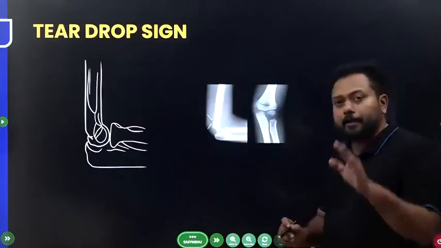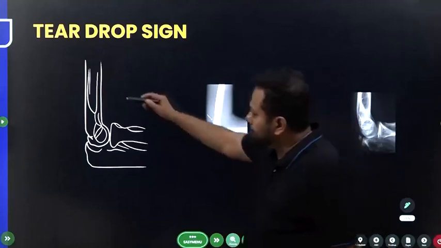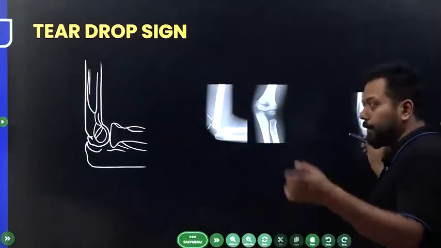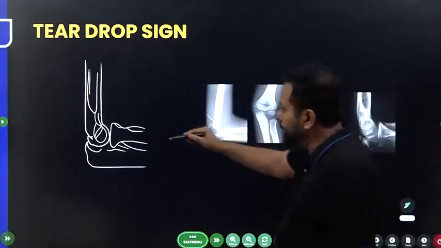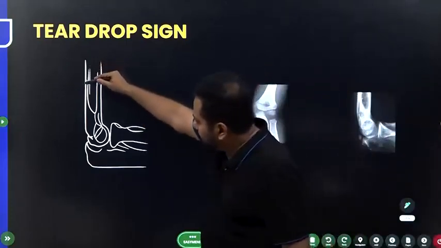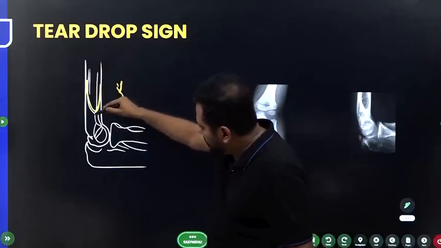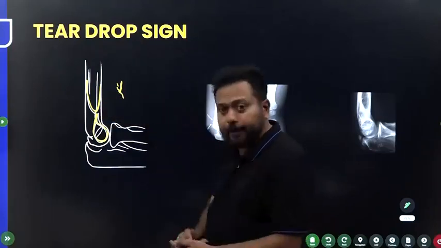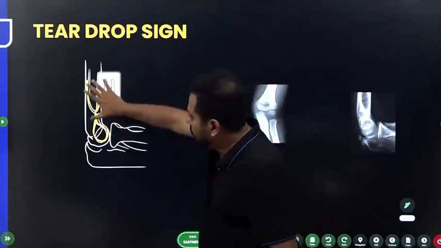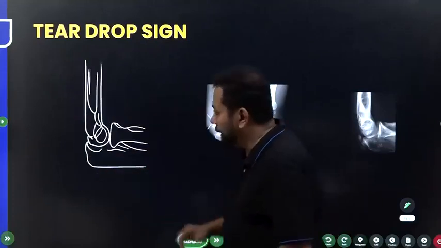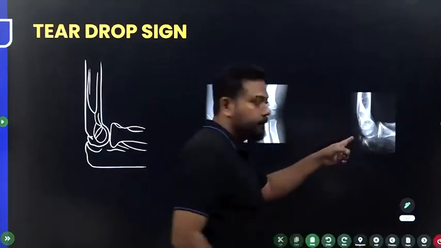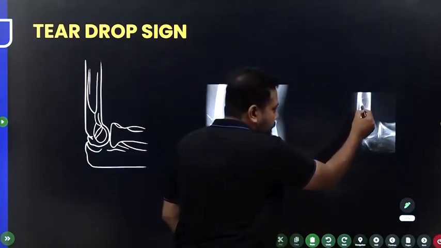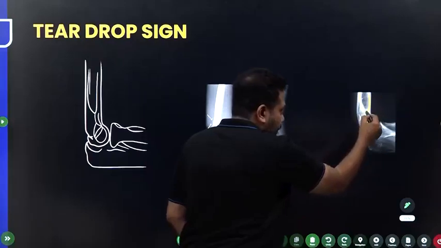Then comes the classical teardrop sign. You look at this, this is the lateral view. This is a schematic diagram. This is a real X-ray. Compare both. This is a normal X-ray. You are able to see, this is lateral view. When you see here, this part, you can see like a teardrop. So this is a diagram. You see this real X-ray, lateral view. One of our patient's X-ray. You see here.